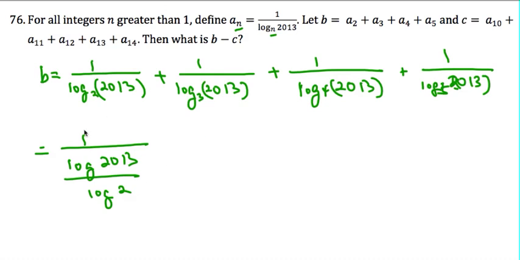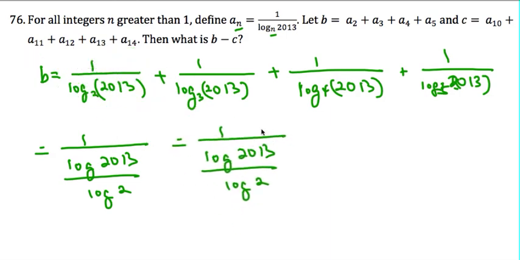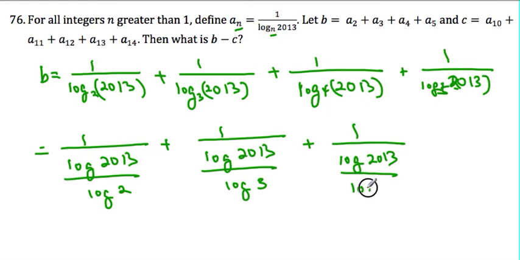And you get to realize that this will repeat itself one more time. And then same thing will happen here. So 1 over log of 2013 all over log of 4. And then the last one is log of 2013 over log of 5.